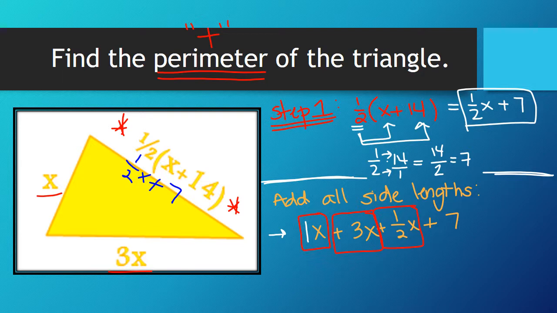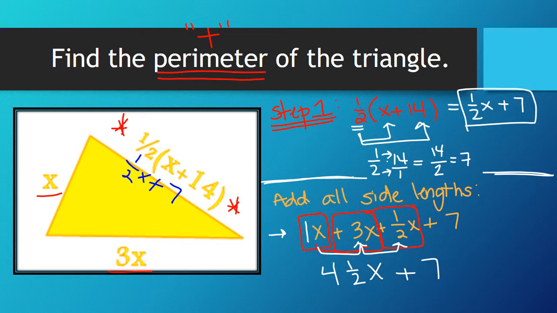And when I do that, I get 1 plus 3, which is 4, and then 4 plus 1/2, which is 4.5. And then I just attach my x. I don't do anything with the x, I just attach it. And then I bring down my plus 7.